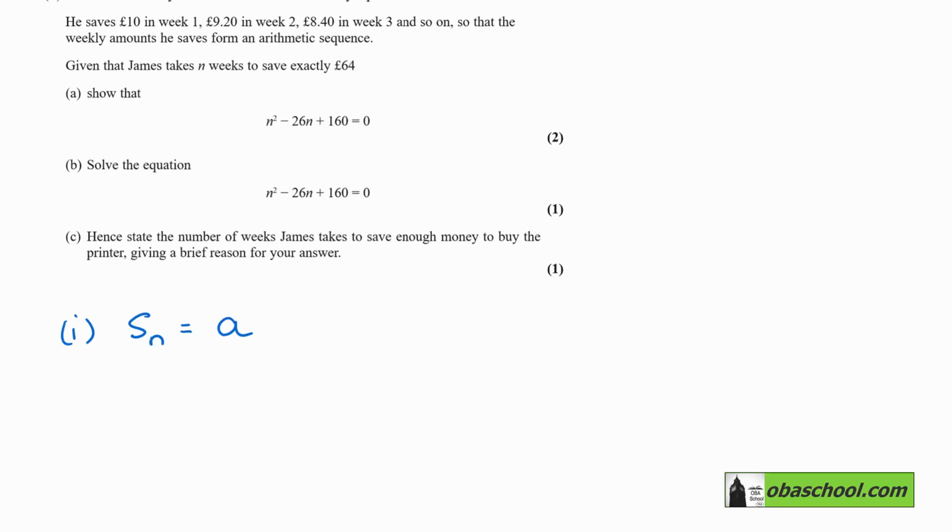The first term is a. The next term is a plus d. That's the first term plus one lot of difference. Then we have a plus 2d. We've added two differences. And so on until we get to the nth term, where it's a plus (n minus 1)d. We've added n minus 1 differences to a to make the nth term.